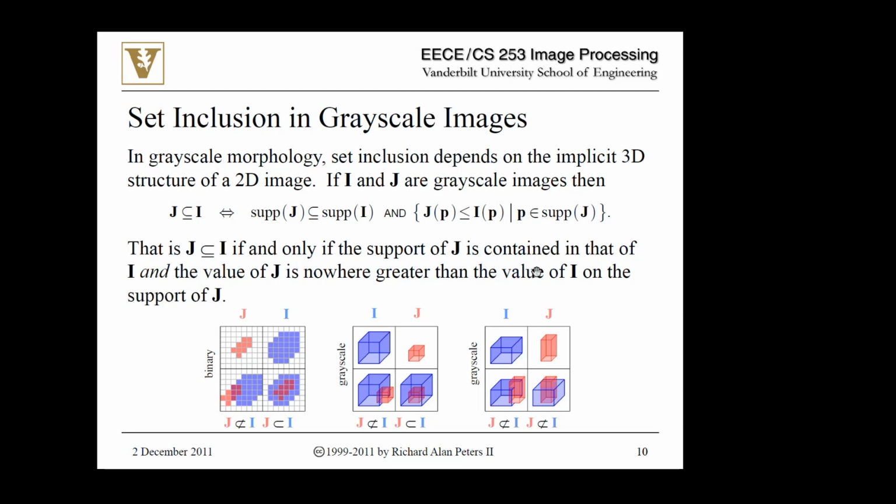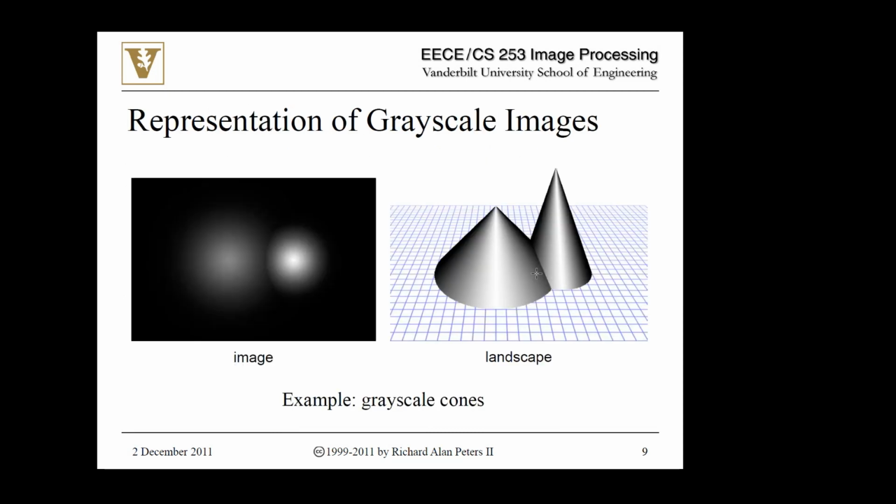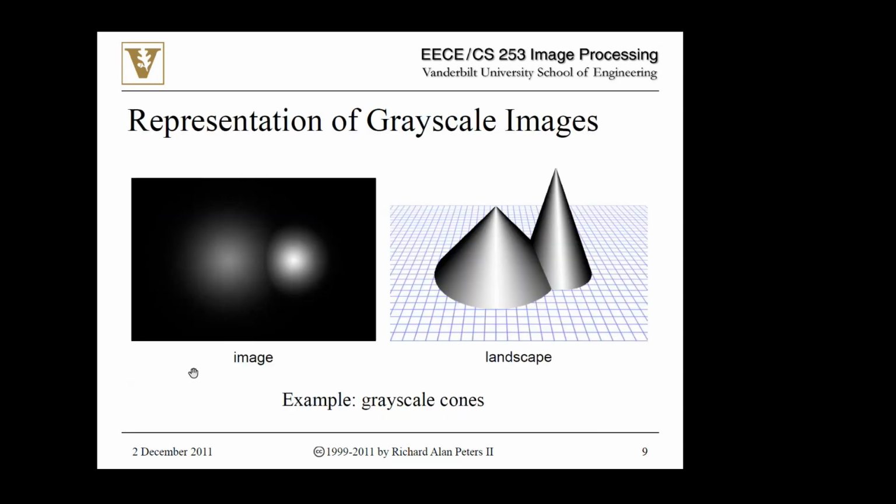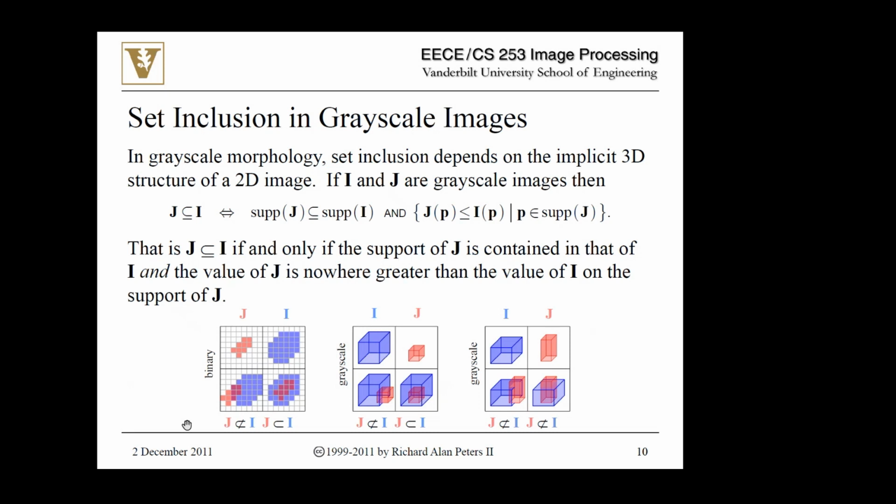So when do you say that one of these sets is included in another set? J is included in I if the support of J is included in the support of I, and the intensities of J at all the pixels in the support are smaller than the intensities of the image I at the same pixel. These are the rules that we're going to discuss in the beginning.